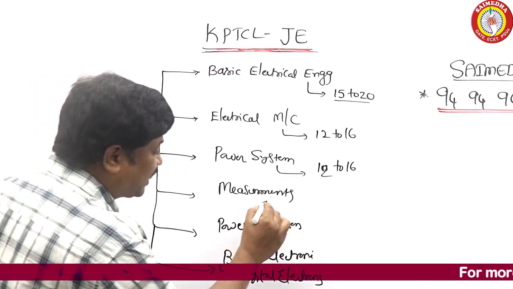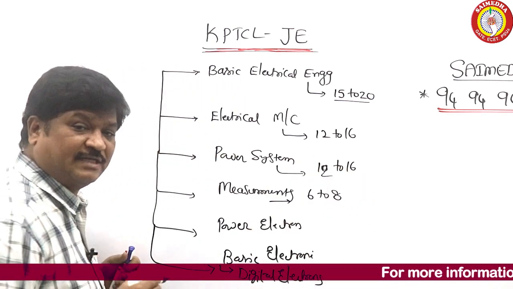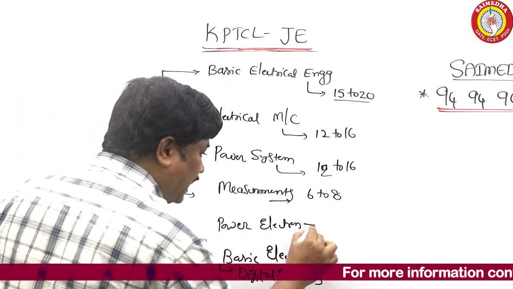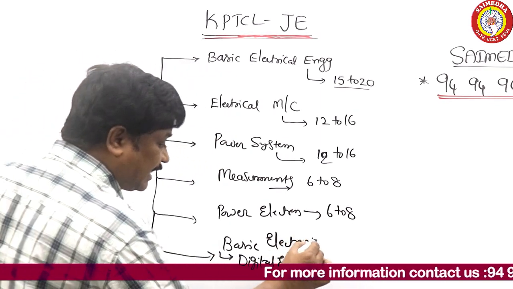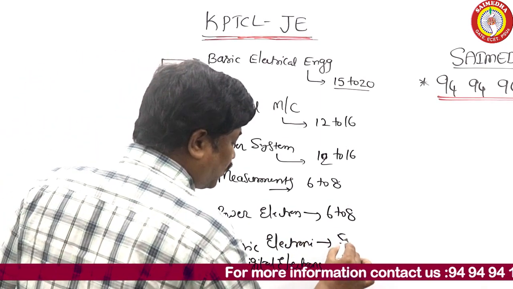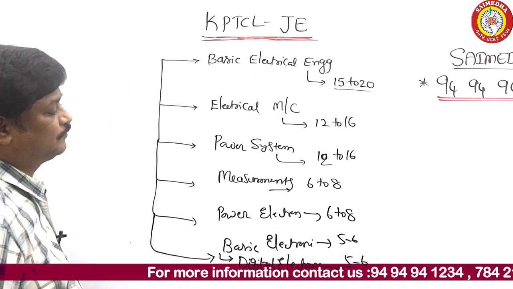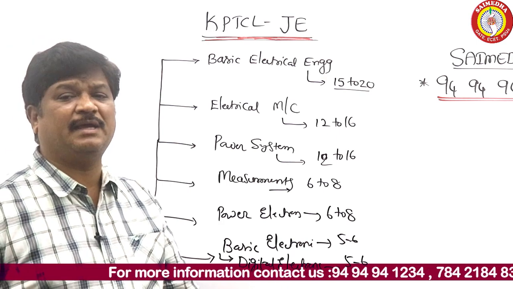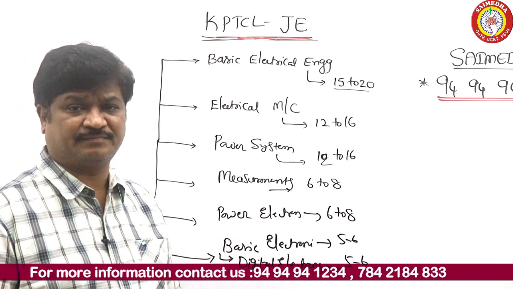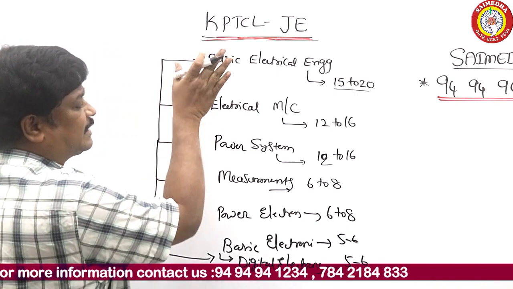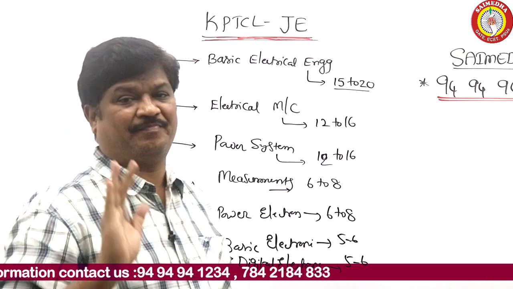So coming to the measurements, we can get around 6 to 8 questions. Power electronics also 6 to 8 questions you may get. Basic electronics also 5 to 6 questions. Digital electronics 5 to 6 questions. And miscellaneous, maybe a maximum of 6 to 7 questions from other syllabus. But if you concentrate on these subjects, I hope you are going to get the job.